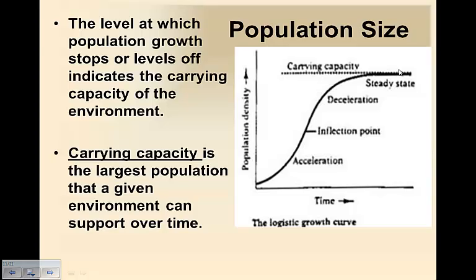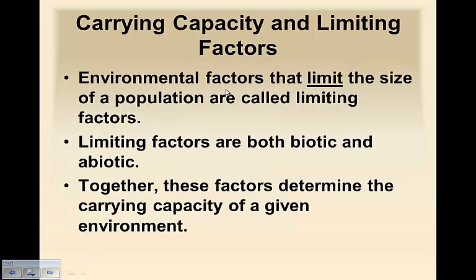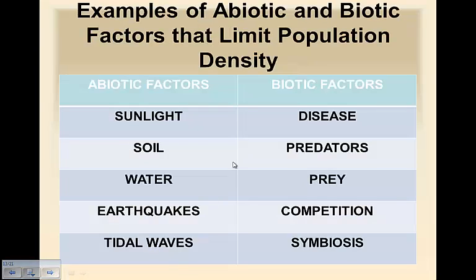What's the carrying capacity in our classroom? And so what is the largest population the environment can support? All right, so the limiting factors are environmental factors that limit the size of a population, and they're called limiting factors. Limiting factors can be both biotic or abiotic. Either one can limit the population, and together those are going to determine that carrying capacity.